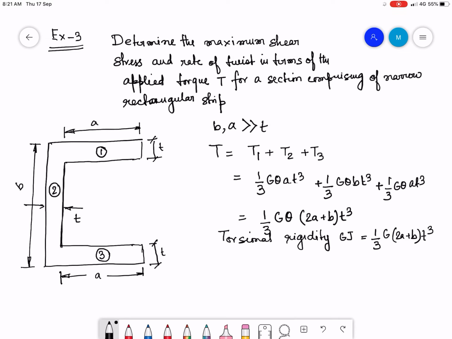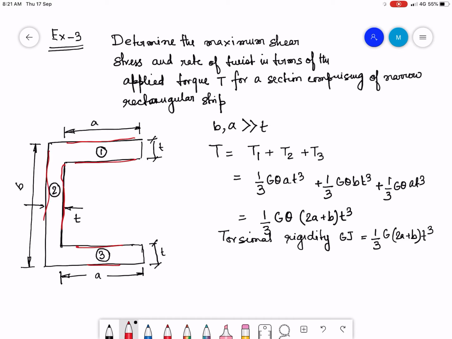Now, the second part of the question asks for the maximum shear stress. The maximum shear stress is always going to happen at the boundary of the cross section. So, the maximum shear stress is therefore going to happen somewhere here, somewhere here, somewhere here, here, here and here.